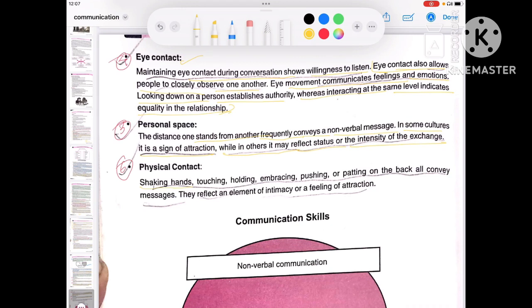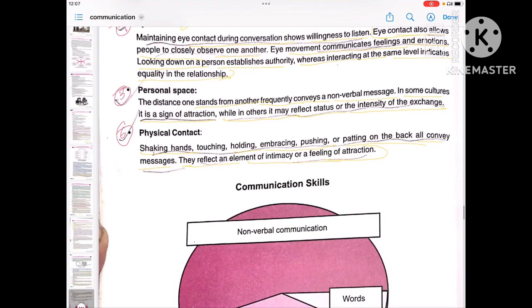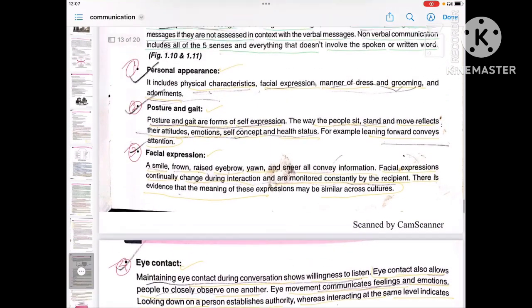Shaking hands and touching, holding, embracing, pushing or patting on the back all convey messages and they reflect an element of intimacy and feeling of attraction. So you have seen in some cultures they hug, shake hands and embrace each other, conveying their messages, like saying okay, what's up, what's going on. So that is the way they show physical contact.